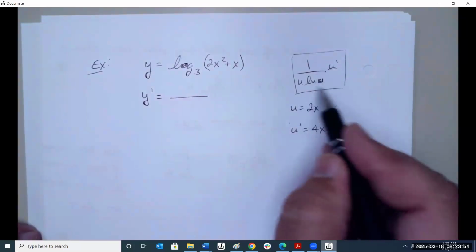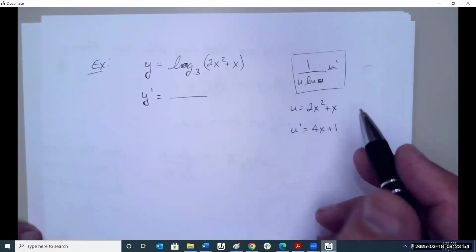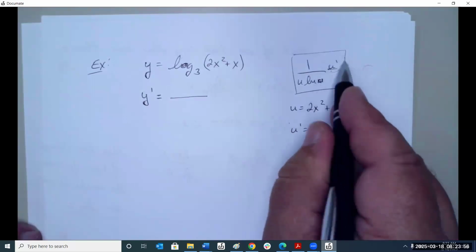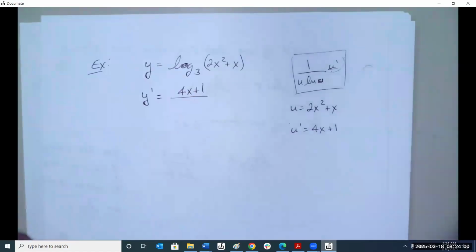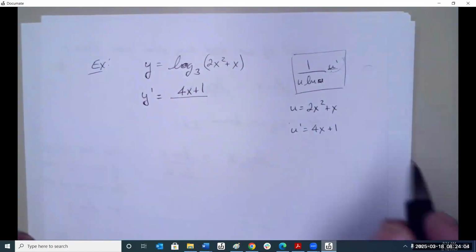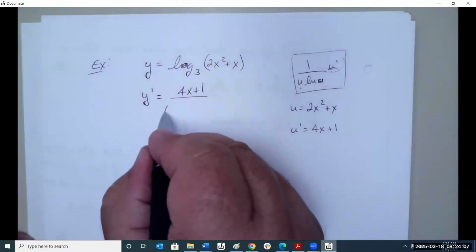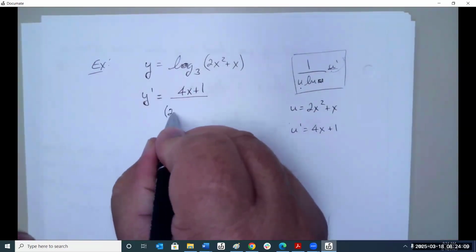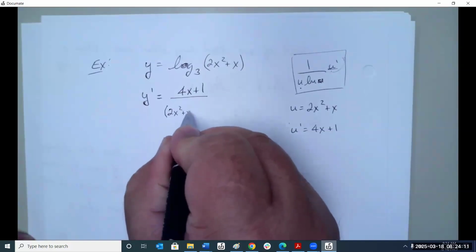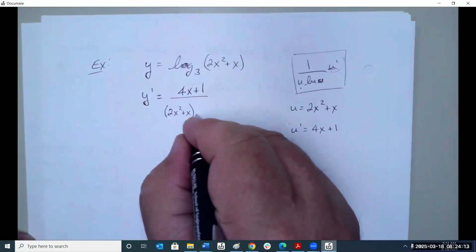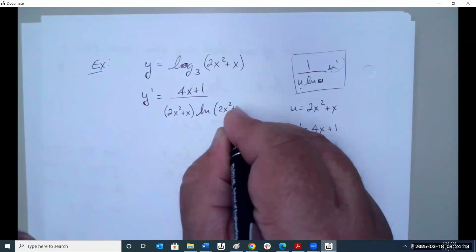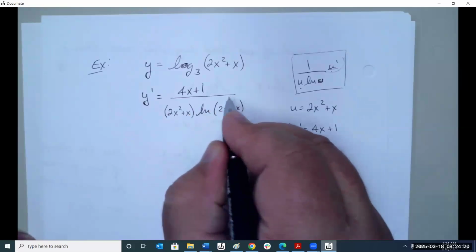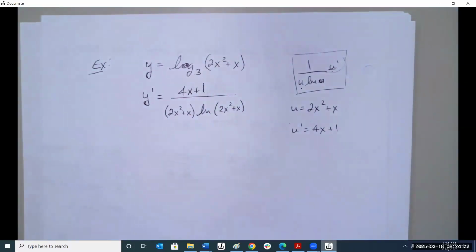So now just plug it in there. On the top is my derivative, which is 4x plus 1. That's my derivative of u. And on the bottom is 2x squared plus x times ln of 2x squared plus x. And there's your derivative.